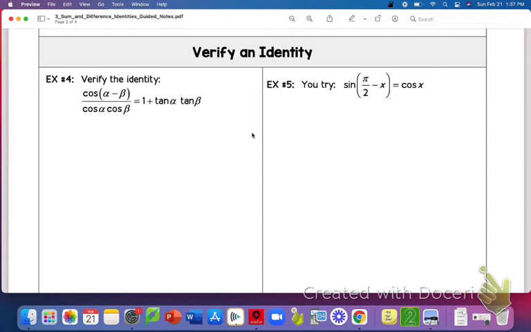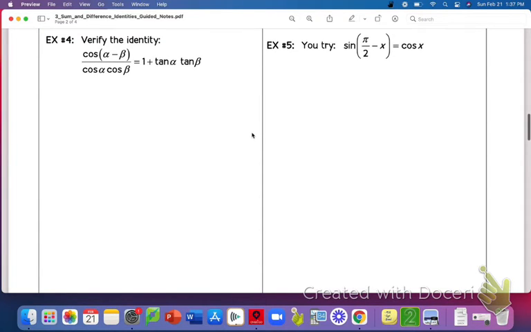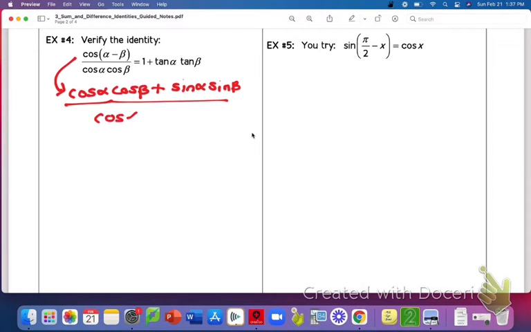So verify the following identity. We have the cosine of alpha minus beta all over the cosine of alpha, cosine of beta, and the right side is where we're trying to get to. So cosine of alpha minus beta, let's go ahead and convert that. That's going to go to cosine alpha, cosine beta plus sine of alpha, sine of beta. All right, all over our cosine alpha, cosine beta. Okay, so now I can split this into 2 separate fractions, right?